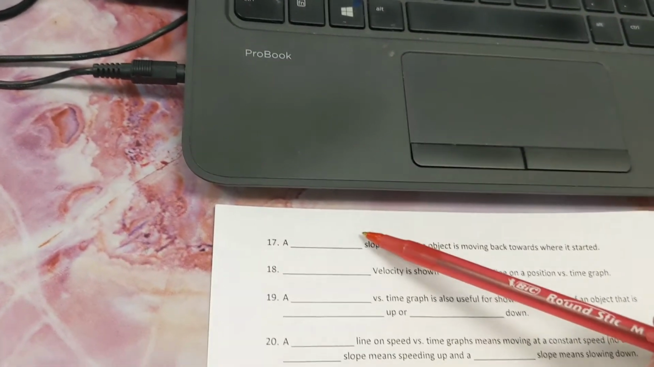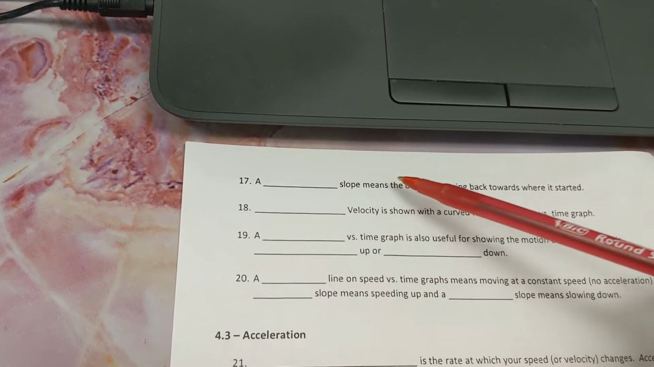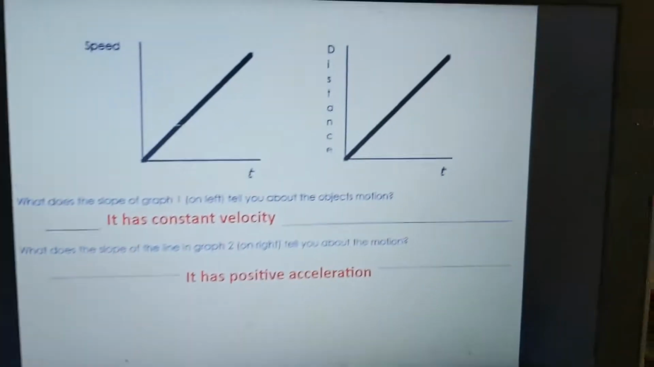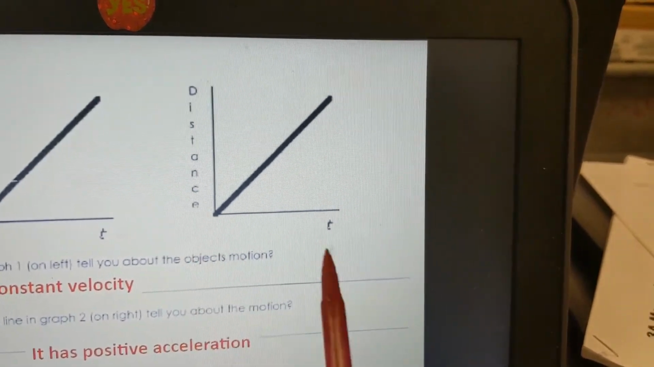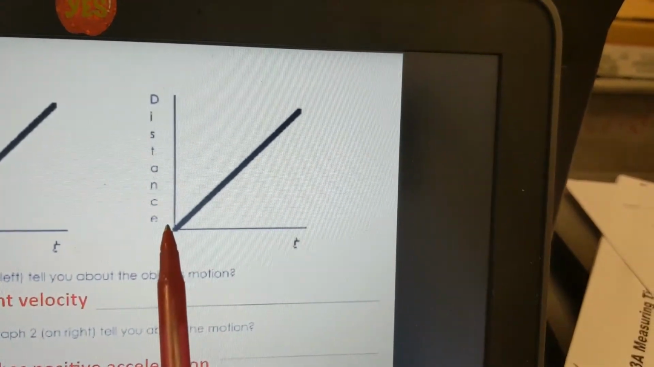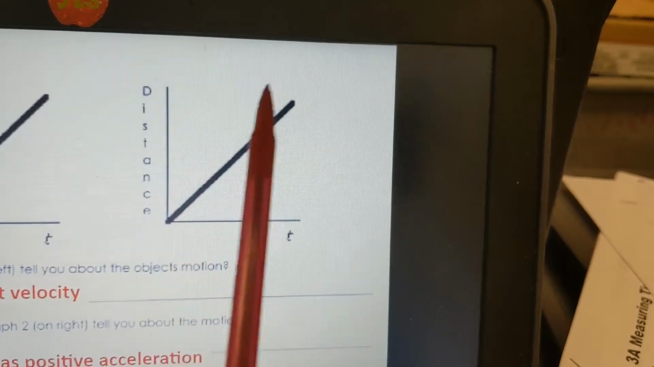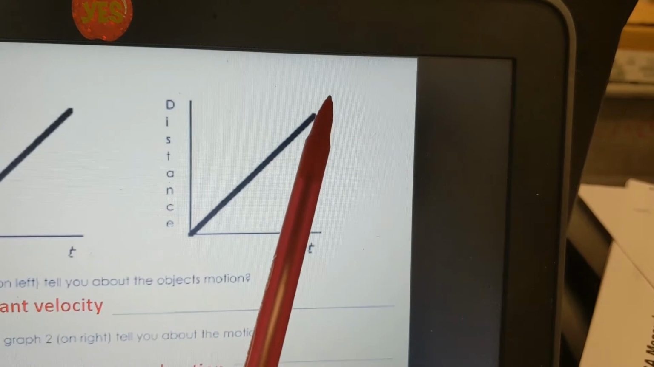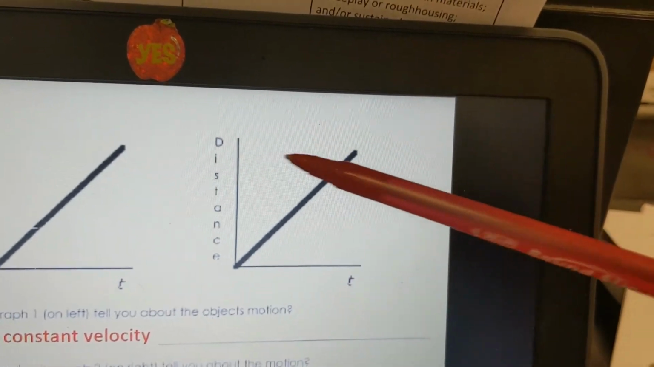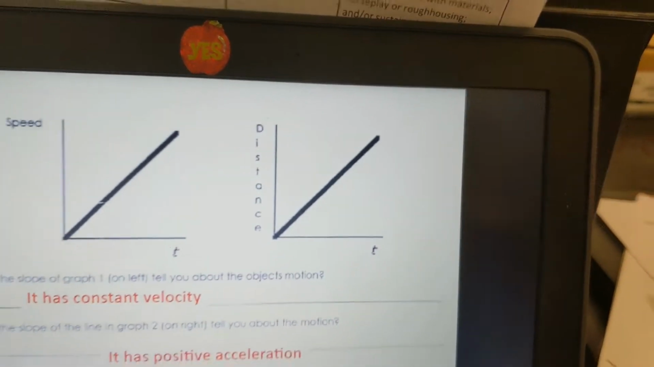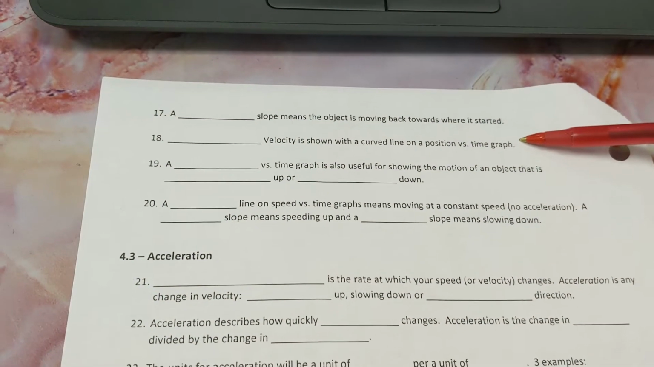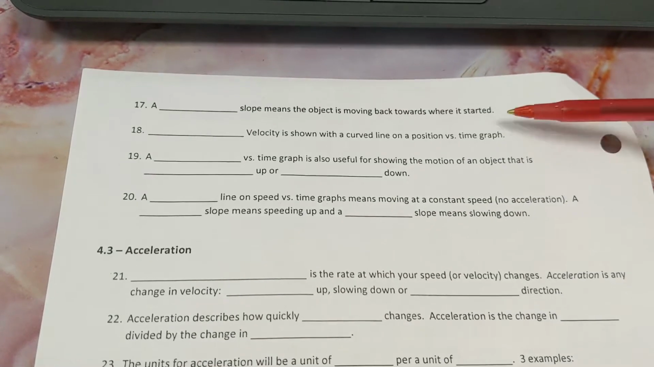And the answer for this question here is negative. A negative slope means the object is moving back towards where it started. And this is, of course, referring to a graph of distance or position versus time. So we're used to seeing position or distance from where you started changing in a positive slope, but if you are moving back towards the origin, it would be a negative slope. So that's 17.